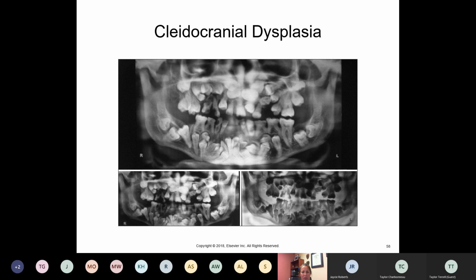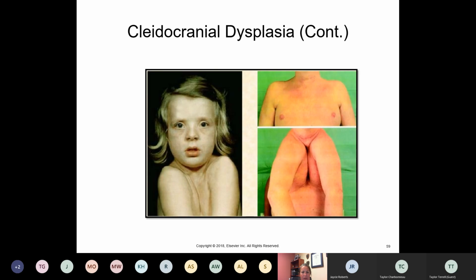And this is an image of supernumerary teeth that you might find in a cleidocranial patient. You can see here the shoulders are able to approximate to one another.